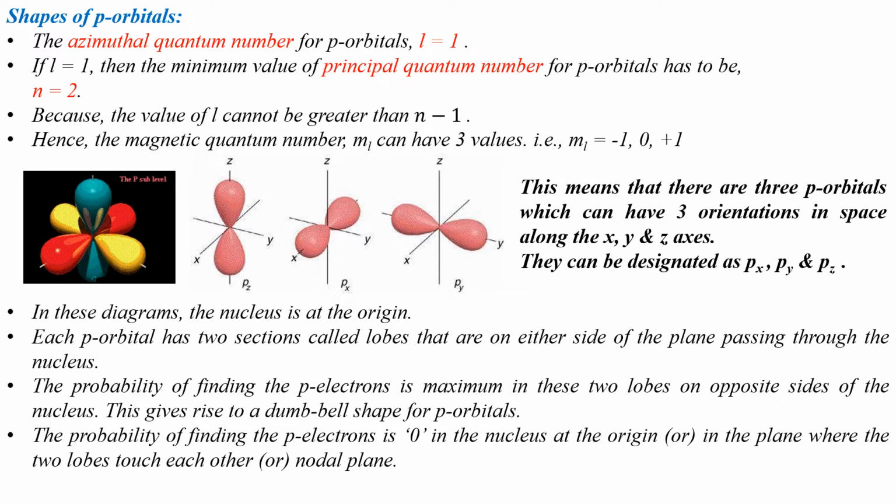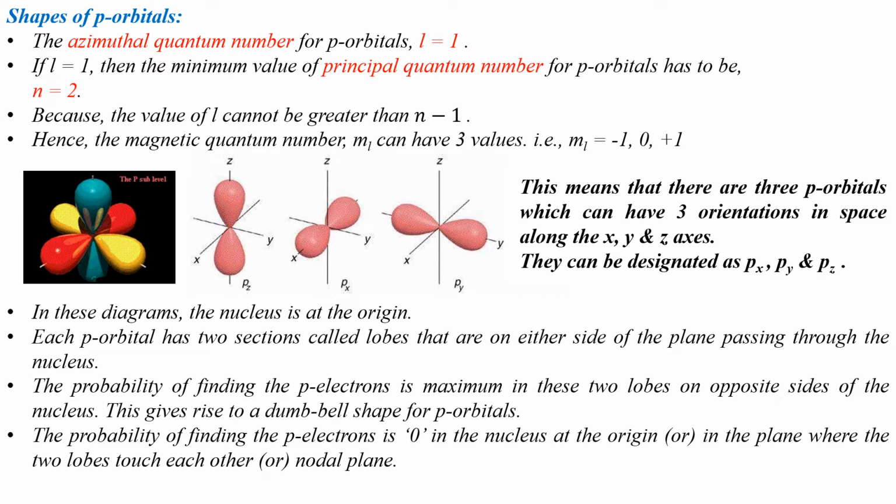This plane is also called a nodal plane. Okay, there are 3 p orbitals in every shell. Now what makes them different? Just imagine all the 3 p orbitals together in an atom.